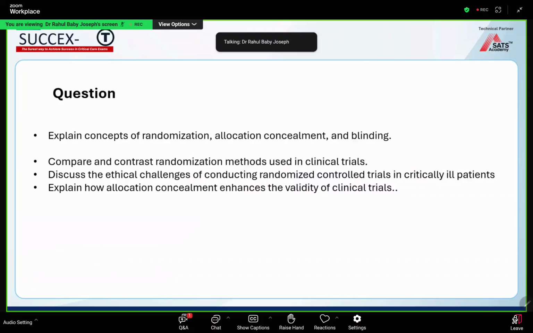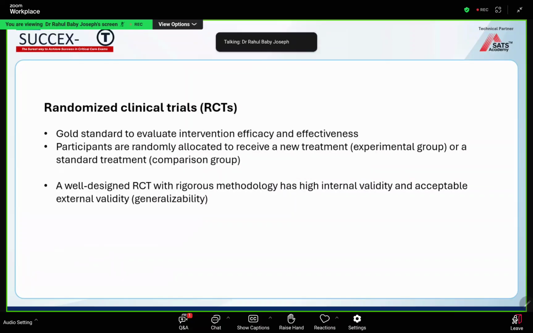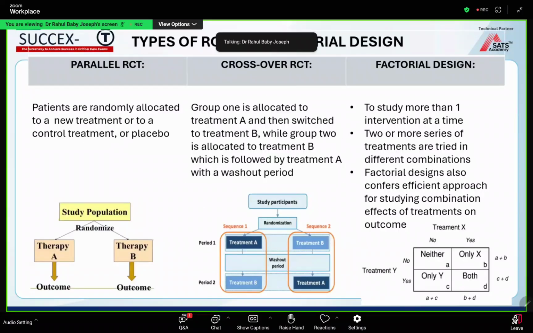Explain allocation concealment and how it enhances validity. RCTs are the gold standard for evaluating the efficacy and effectiveness of any intervention. People are randomly divided into two groups. A well-defined RCT with rigorous methodology has high internal validity and acceptable external validity.